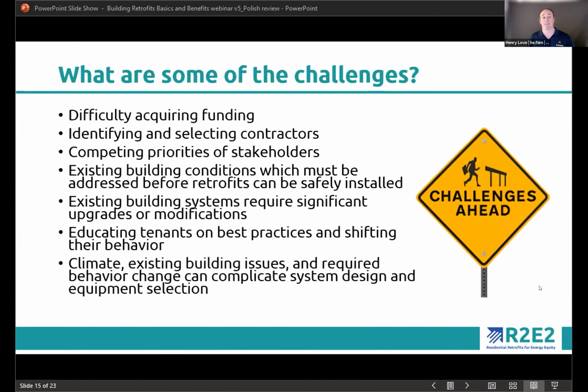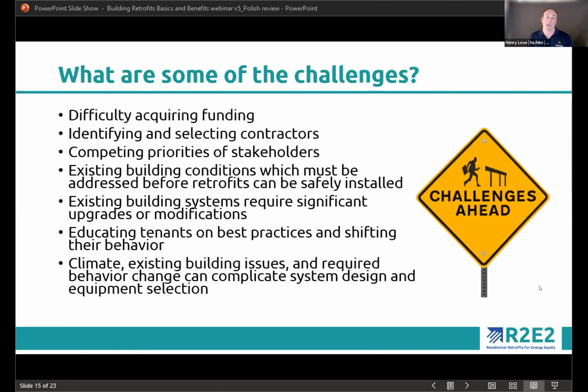Also, educating tenants on best practices and shifting their behavior. As much as this technology is more efficient, the way that you use it and manage it in your life and with your behavior can really maximize the cost savings that can be achieved. And if you do things that are at odds with the idea of having more efficient systems, like heat your home with your window open on a cold day, you're not achieving the savings that you should.